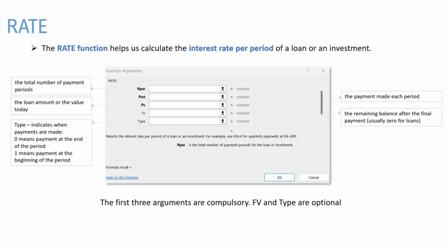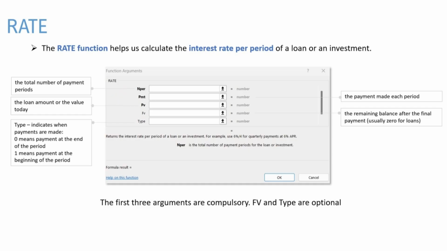In simple terms, if you know the loan amount, the payment amount, and the number of periods, Excel can help you determine the interest rate being charged. Let's first understand the syntax for the RATE function. The RATE function requires 5 inputs, out of which the first 3 are compulsory and the last 2 are optional. The first input is NPER, the number of periods, which is the total number of payment periods.